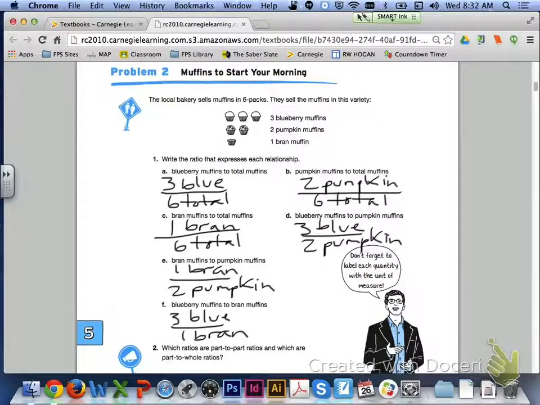So here's what I have for A through F. Notice that each of my ratios are written out in the fraction form. For letter A, I have 3 blueberry to 6 total. For letter B, we have 2 pumpkin to 6 total. For letter C, 1 bran to 6 total. Letter D, 3 blueberry to 2 pumpkin. Letter E, 1 bran to 2 pumpkin. And letter F, 3 blueberry to 1 bran.